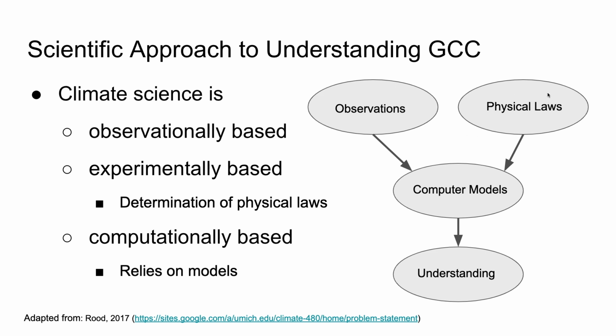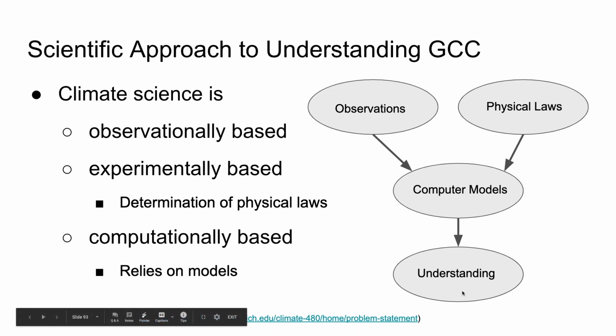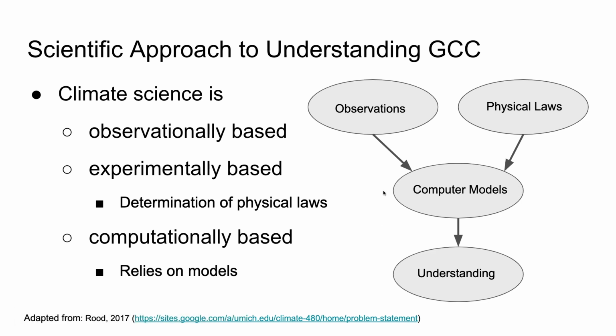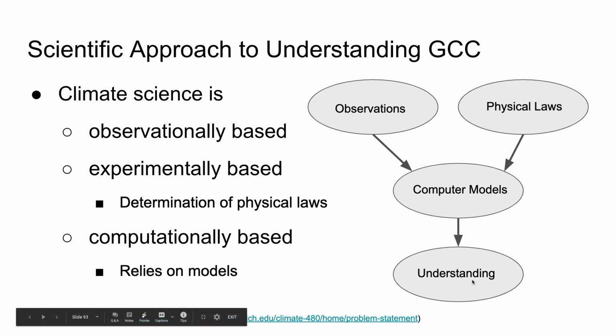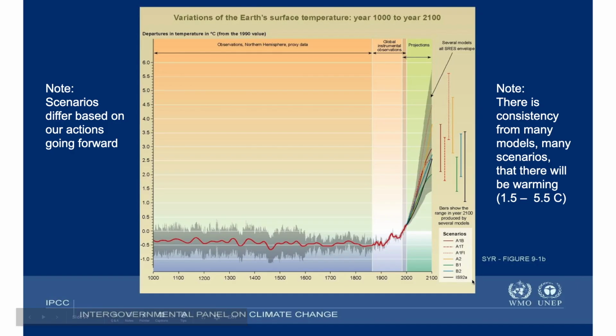And we take those two things, we combine them together, and we use computer models to help us gain understanding. So the computer's not doing anything magical. The computer or the computer model is just helping us combine the physical laws with our observations of what is happening now with how things behave, so we know what's going to happen. And we get an output.